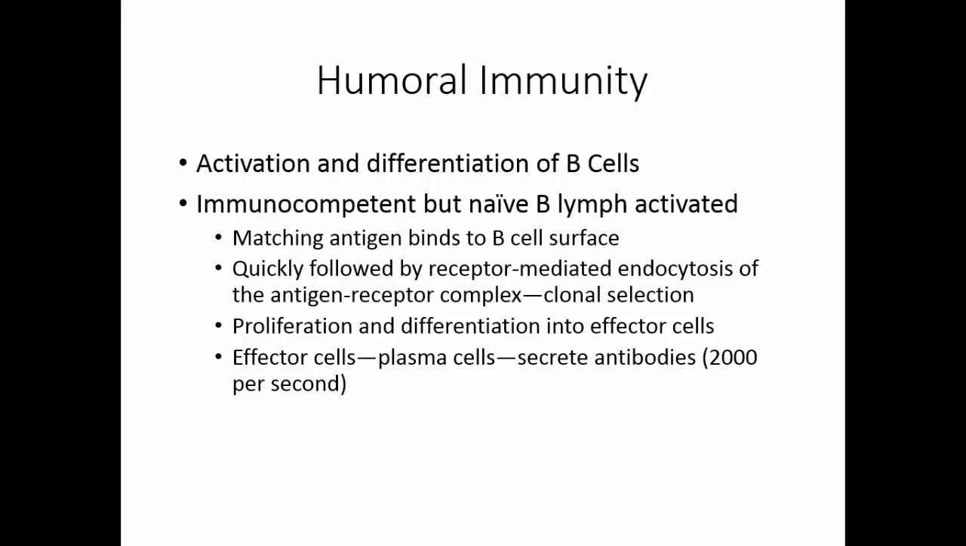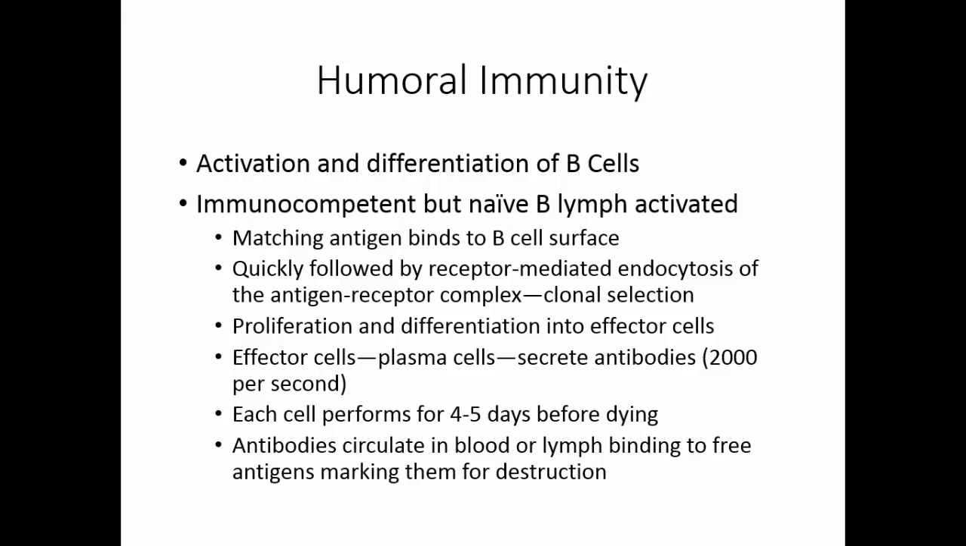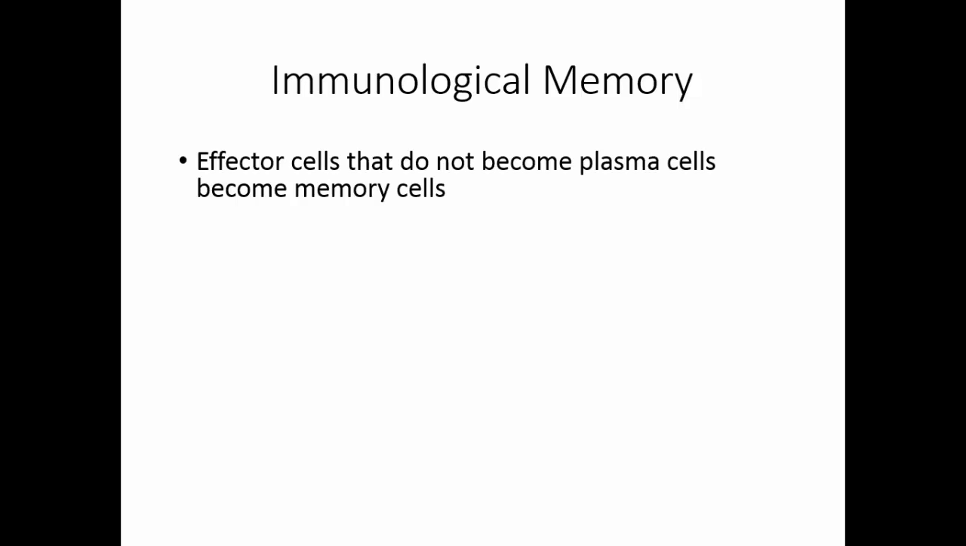The effector cells of the B cells are called plasma cells, and they secrete antibodies. When they're going full tilt, they can secrete 2,000 molecules per second. Obviously, a cell working this hard is not going to live very long, so these initial effector cells can only perform for 4 or 5 days before dying. These antibodies circulate in the blood or the lymph, and they will bind to free antigens, marking them for destruction in some form. Any of the effector cells that do not become plasma cells become memory cells.